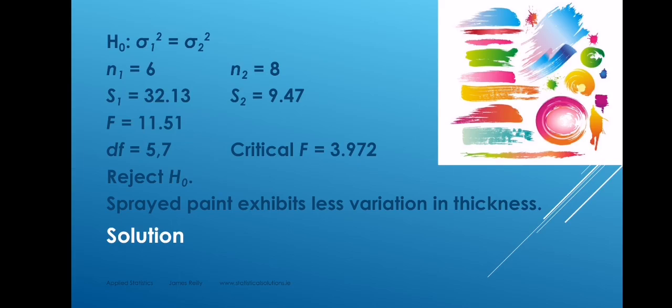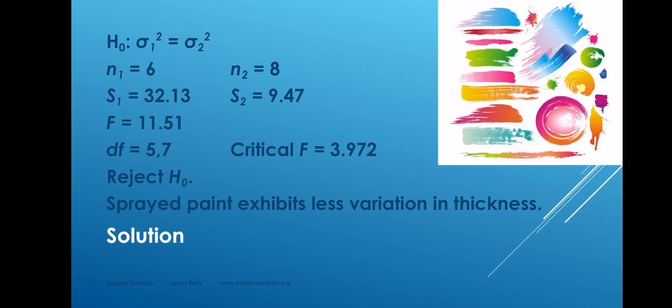And we go to 5 along the first row of the table, which is the numerator degrees of freedom, and 7 in the first column of the table. And where that row and that column meet, 5 in the first row, 7 in the first column, we find that the entry there is 3.972. That's the critical value of F, the upper 5% value of an F distribution having 5 and 7 degrees of freedom. Our calculated value is 11.51, which is greater than this value.